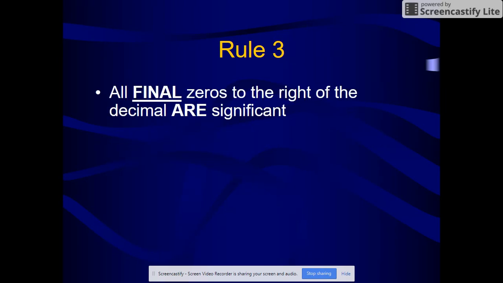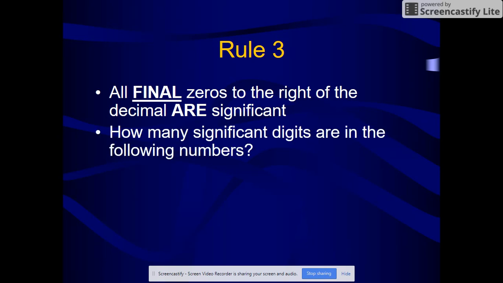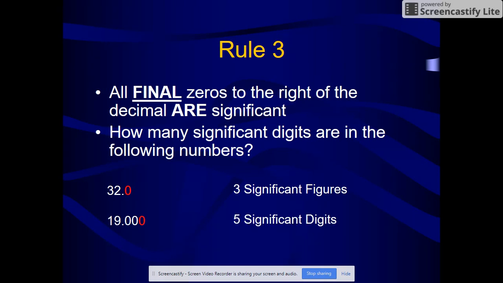Right, rule 3. All final zeros to the right of the decimal are significant. Not the left, to the right of the decimal. So how many in this one? So to the right of the decimal means that it's significant. So now there are 3 significant figures. 19.000, so that last 0 is significant. Okay, 5. And then 105.0020, so you've got all of them there for 7 significant figures.